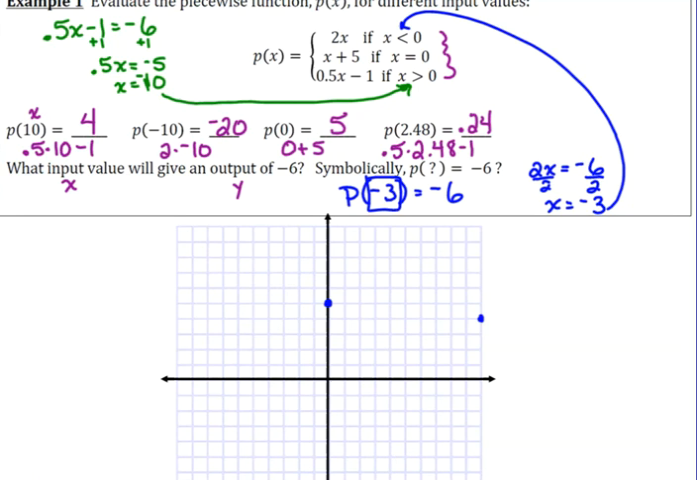2.48 and 0.24, you know, usually we plot whole numbers, but that's not the only thing we can plot. We can plot decimals. Estimated about right there. Nope, that would be 1.5, not 2.5. There we go. Okay, about right there. Now, those are the only points that I was given. I could plug in as many numbers as I wanted to. Those were just the ones that we were asked to plug in.